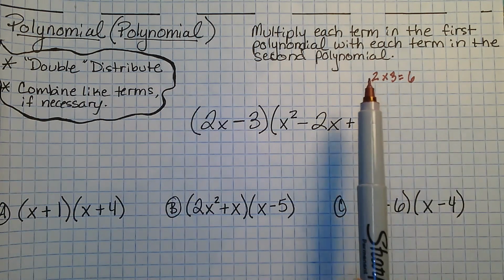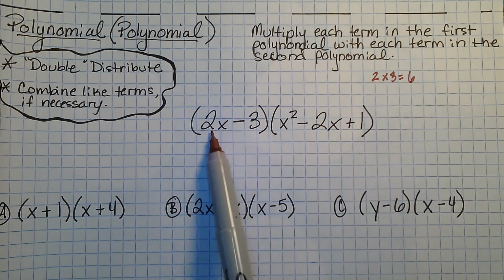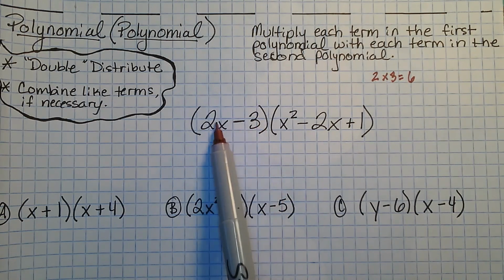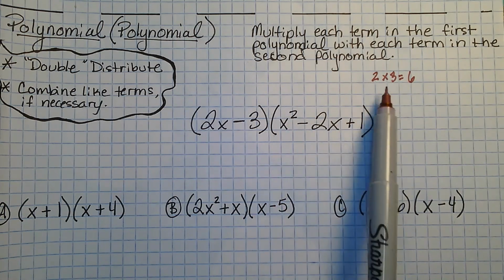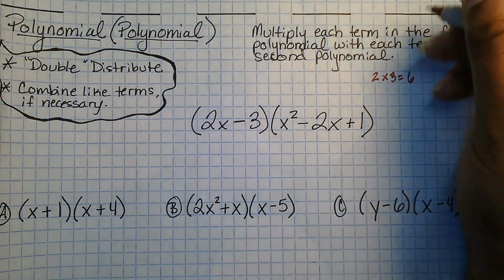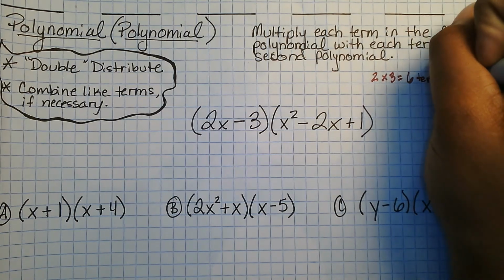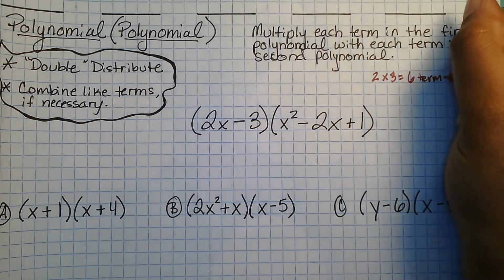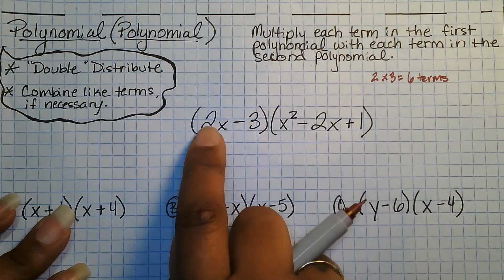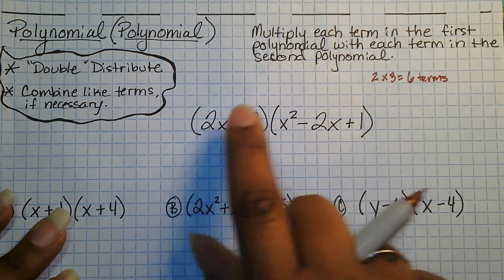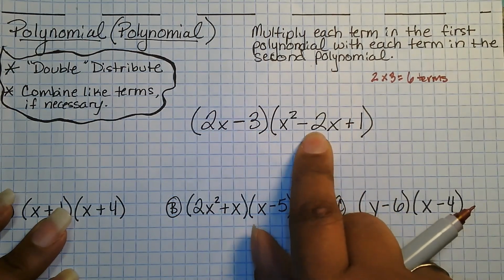So I put this out to the side. In this example, this is a binomial, 2 terms, times a trinomial, that's 3 terms. 2 times 3 gives us 6. So that means after we multiply, we should have 6 terms. And then we're going to combine like terms if necessary. The way you're going to get the 6, based off of what this says, is you need to multiply each term in this parentheses with each term in this one.